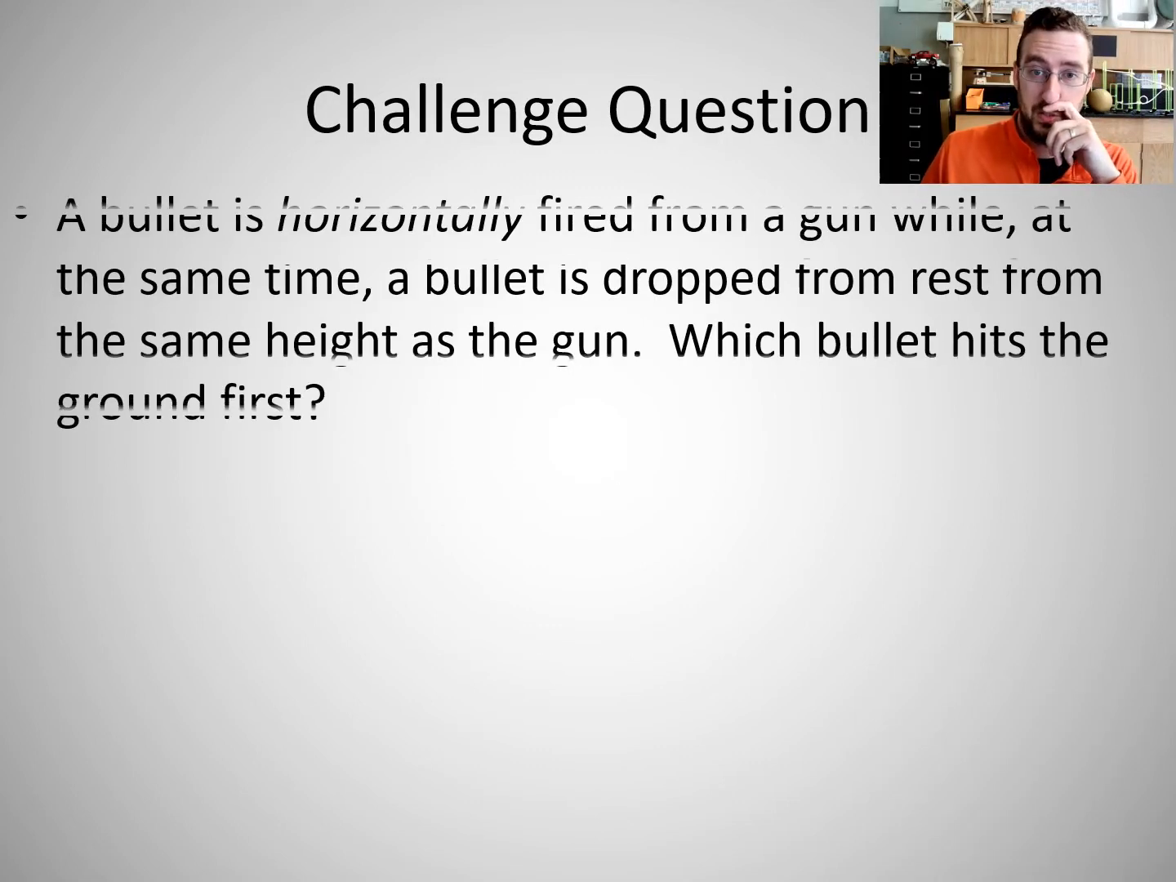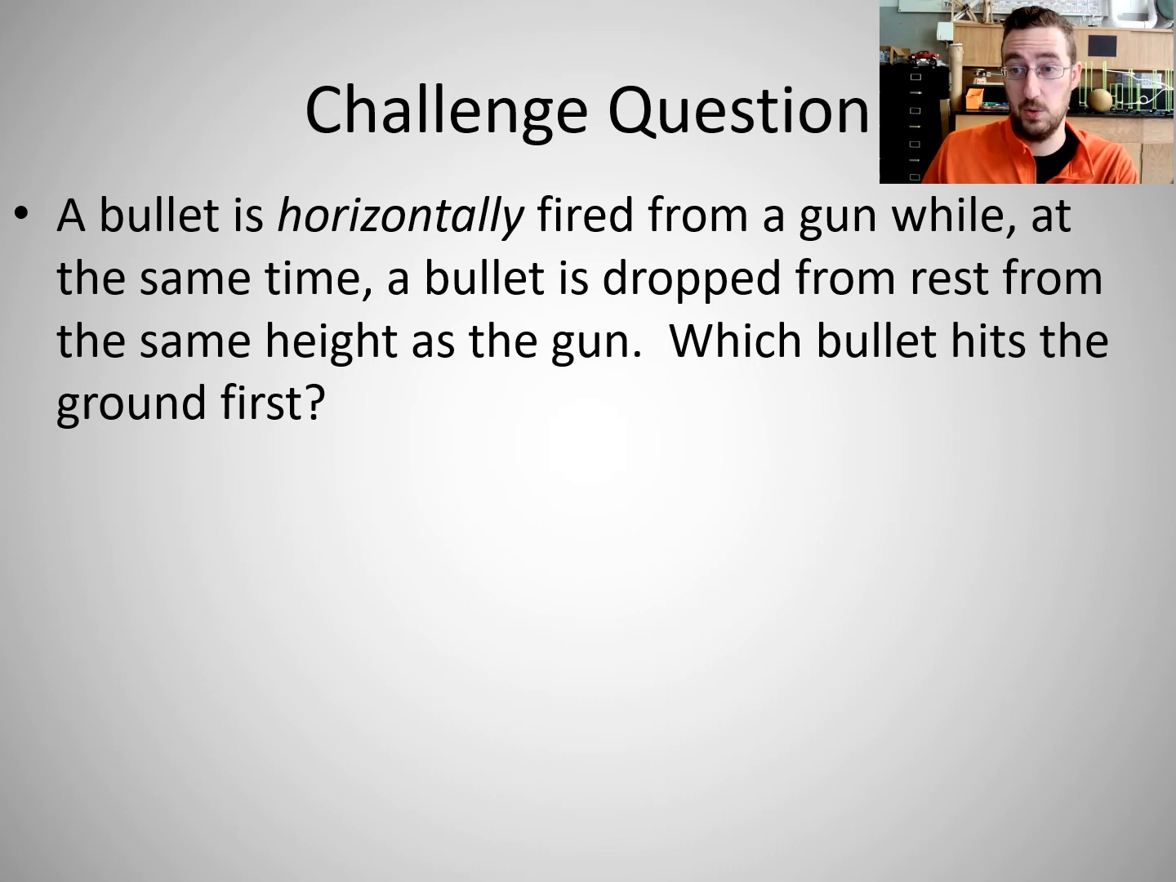Time for a challenge question. So a bullet is fired horizontally from a gun, while at the same time a bullet is dropped from rest from the same height as the gun. Which bullet hits the ground first?